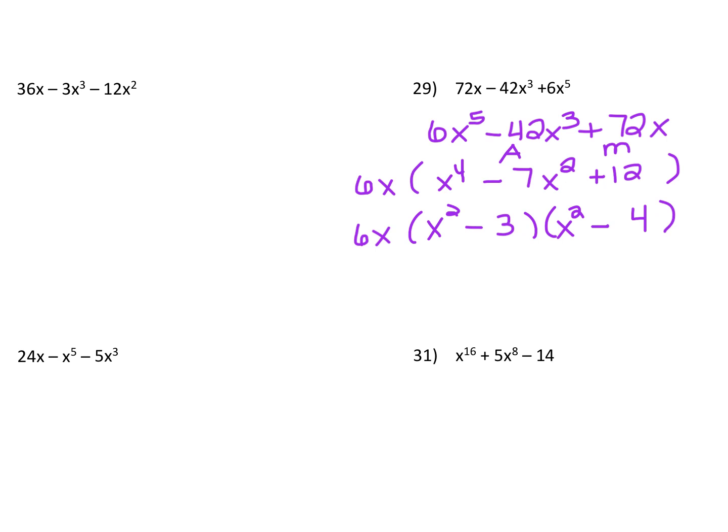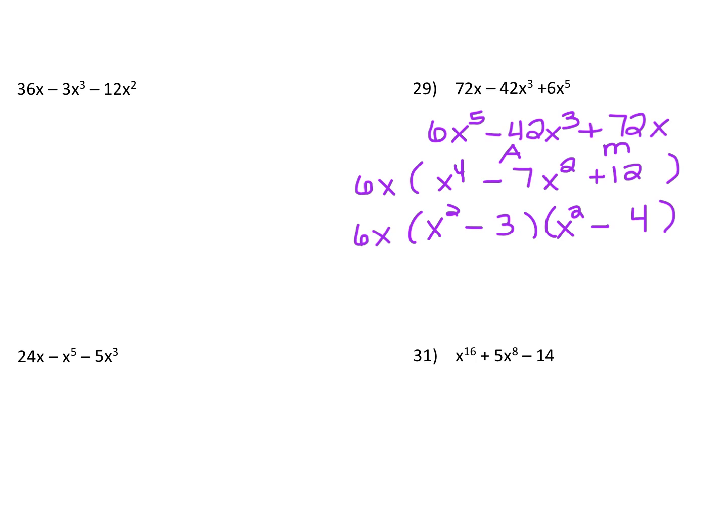So x squared times x squared is x to the fourth. X squared times negative 4 is negative 4x squared. Negative 3 times x squared is negative 3x squared. And negative 3 times negative 4 is positive 12. So if we combine these 2 terms, right, we get that negative 7x squared that we see in the middle. And then we would bring down the x to the fourth and the positive 12. So, I just wanted to show you why this is equivalent to this right here. Okay, but anyway, let me just keep factoring this.